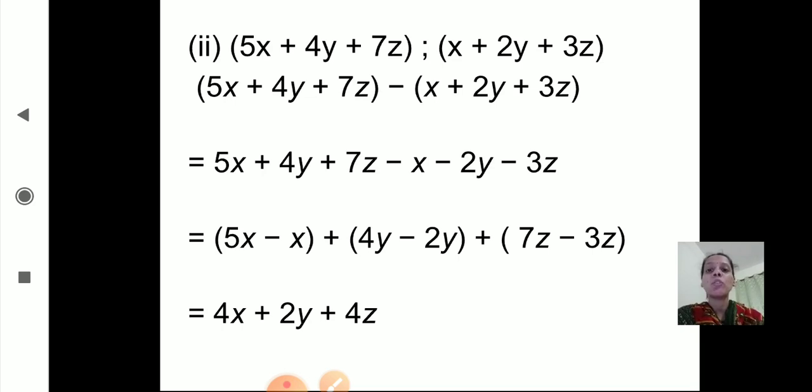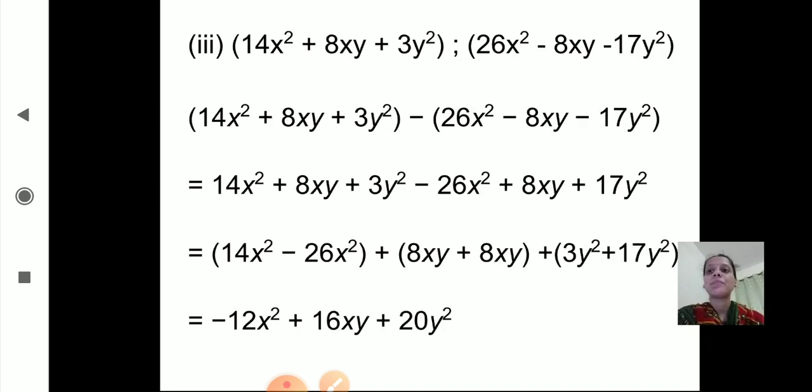Okay, and you know how to write down like terms together. Like terms means what? The terms which are having the same variables with the same power are called like terms. Okay, now we'll start with the third sum.